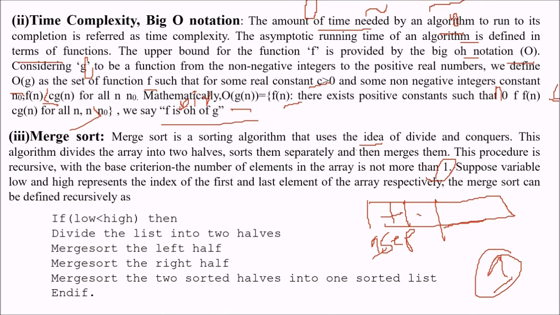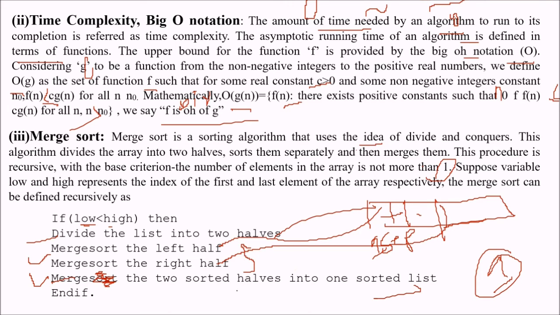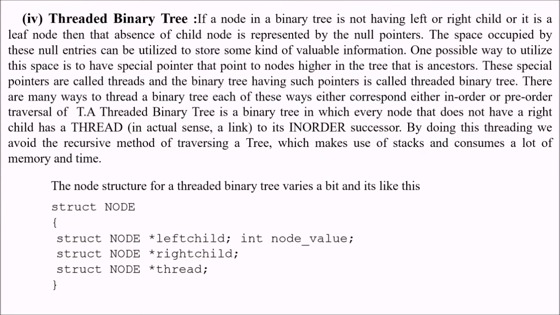Suppose the variables low and high represent the index of the first and last element of an array respectively. Merge sort can be defined recursively like this: if low is less than high, we divide the list into two halves, apply merge sort in the left half, apply merge sort in the right half, and then merge the two sorted halves into one sorted list. Merging is the actual crux, the heart of merge sort; the recursion only does the partition. Merge sort gives you a very good complexity, big O of n log n.